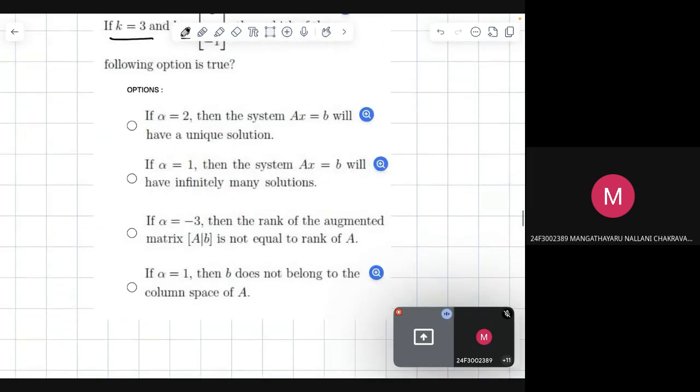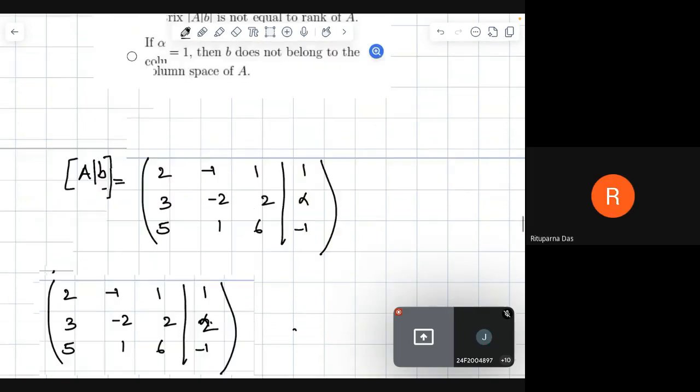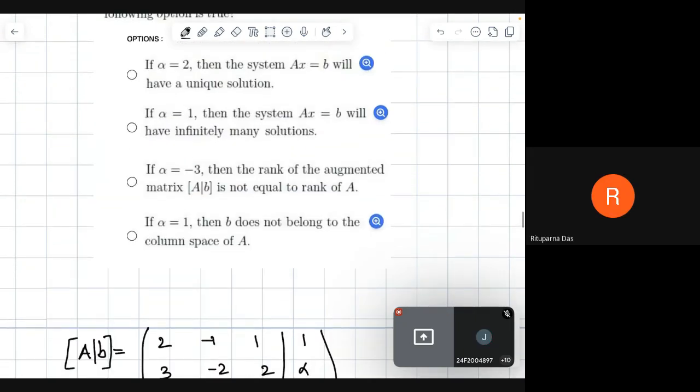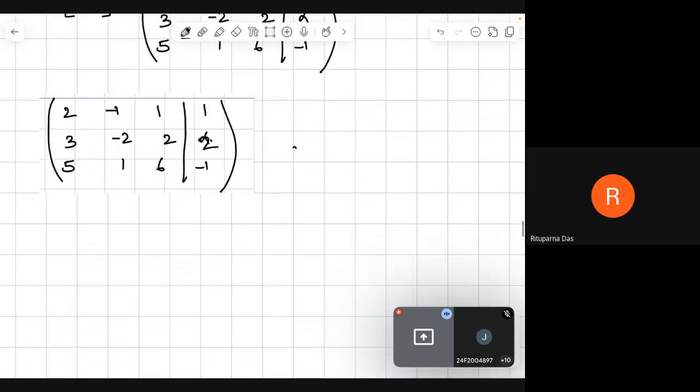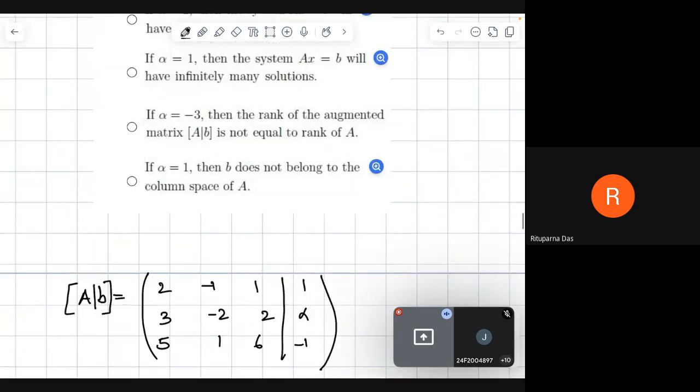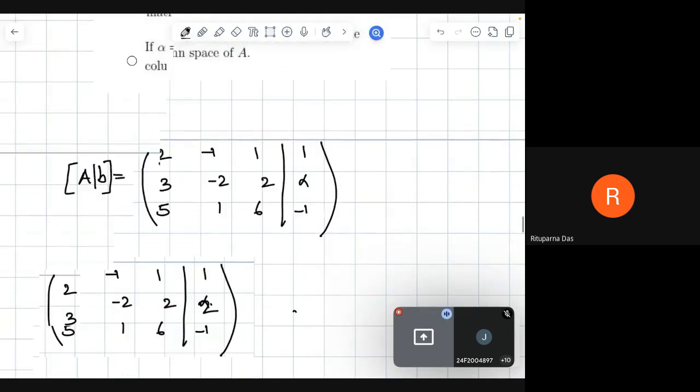What is the value of alpha? The value of alpha is 2. Okay, so we will apply row operation to it. We have to check for unique solution, right? So if we get unique solution, then this is true. We have other values of alpha as well: alpha equal to 1, alpha equal to minus 3, and that is to check for different things in different options. But let's do this first.